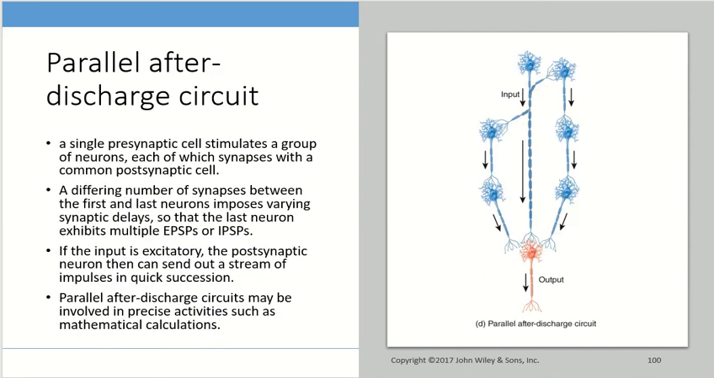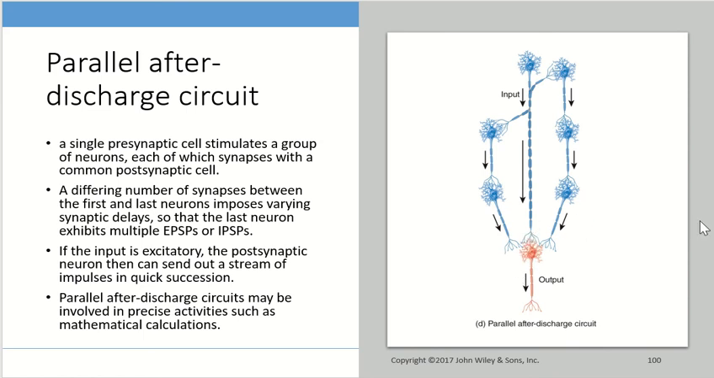And then last but not least, we have our parallel after discharge circuits. This is when a single presynaptic cell is going to stimulate a group of neurons, each of which synapses with a common postsynaptic cell. All right, so we've got our one long presynaptic cell that's stimulating a group of neurons here, each of which are going to synapse with a common postsynaptic cell down here.